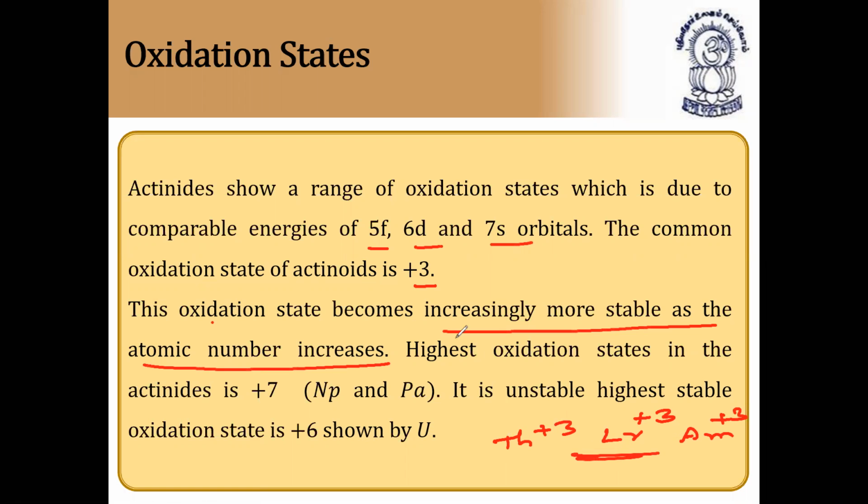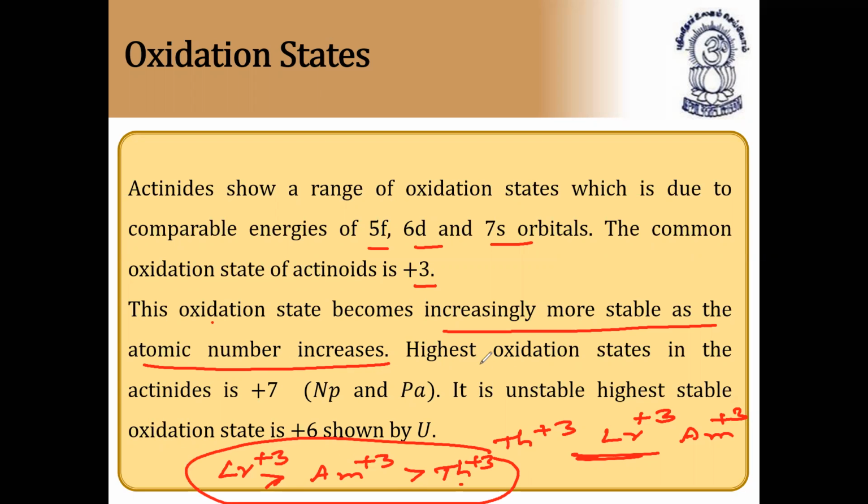As we go down the group, what happens? It is increasingly more stable as the atomic number increases. So the answer will be, in decreasing order, Lr +3 is more stable than americium +3, which is more stable than thorium +3. Unless you know the atomic numbers, you cannot write this, because the atomic number of thorium is 90, lawrencium is 103, and americium is somewhere between 90 and 103, that is 95. So you should know the atomic numbers or at least the order.